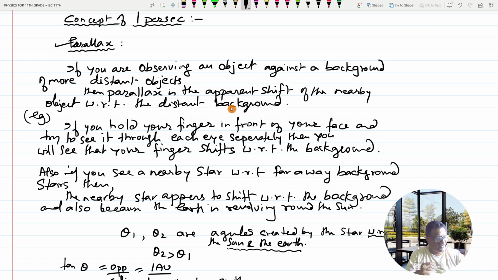So what you do, when you hold your finger in front of your eyes, and if you try to see your finger by closing one eye at a time, you will see that your finger shifts. It will be moving against the background. So sometimes it will be on the right, sometimes it will be on the left. So when you try to see your finger with one eye at a time, you will see that the finger is shifting. This particular phenomenon is known as parallax. So if you hold your finger in front of your face and try to see it through each eye separately, then you will see that your finger shifts with respect to the background.